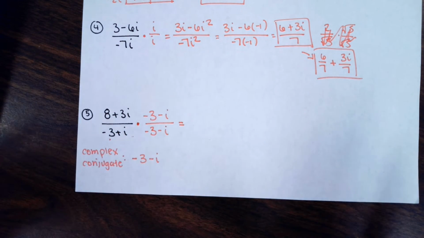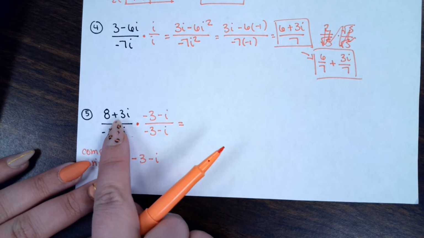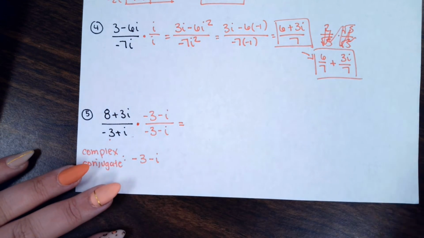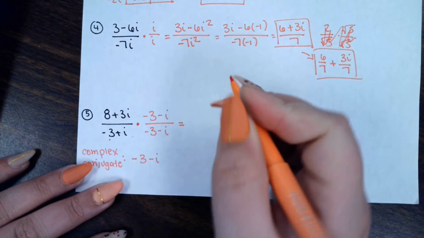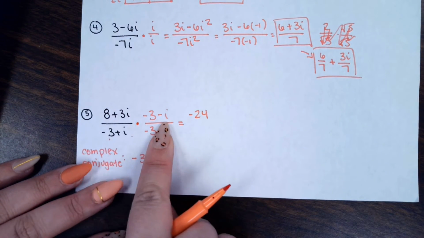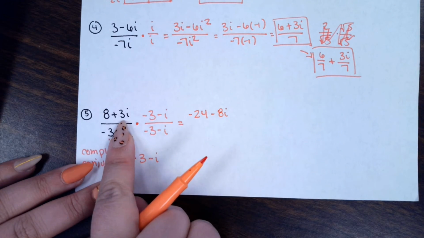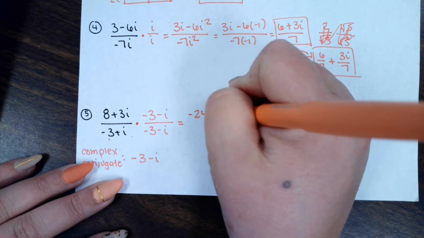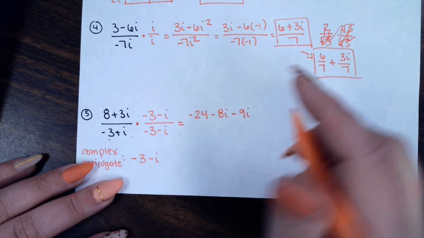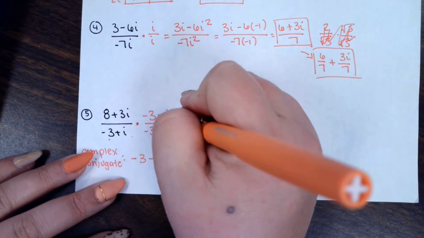Now, I know you're like, how is this going to cancel out the i's? You will see. So now we just have two binomials. Multiply them together. If you want to do the box method, I'm just going to FOIL this time. So we have 8 times negative 3 gives me negative 24. 8 times negative i gives me negative 8i. 3i times negative 3 gives me negative 9i. And 3i times negative i gives me negative 3i squared.